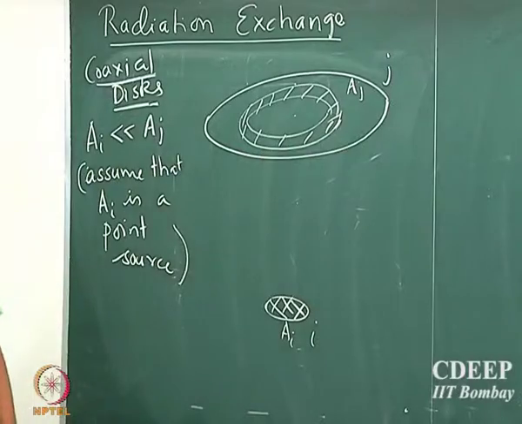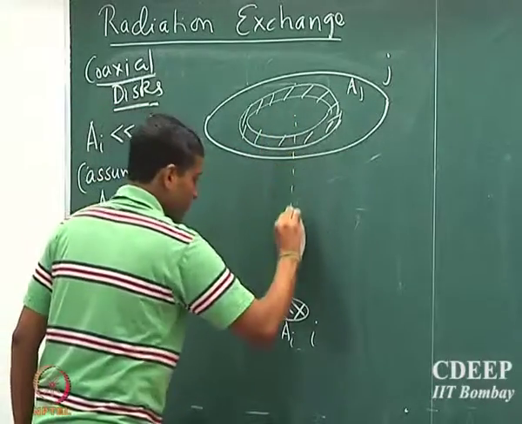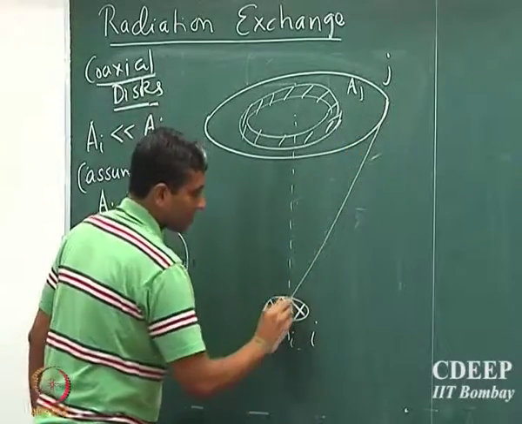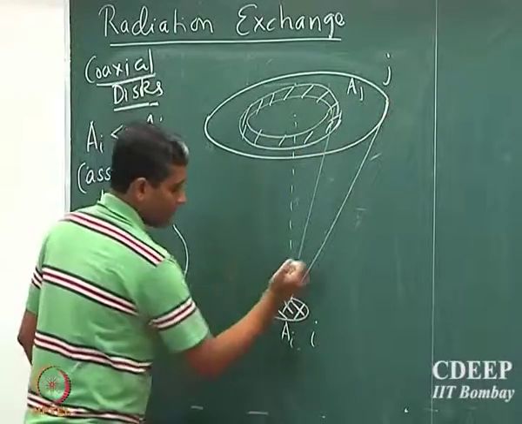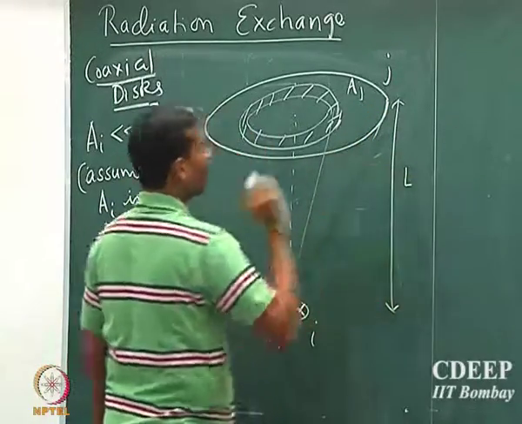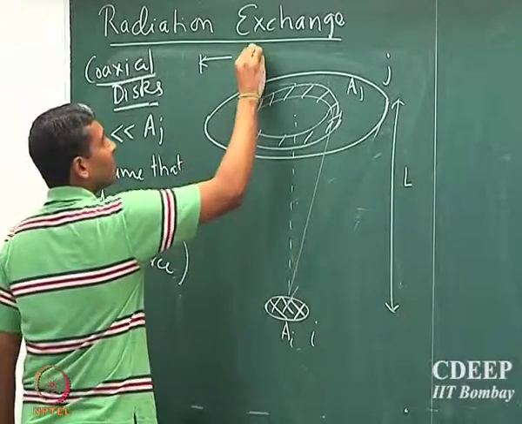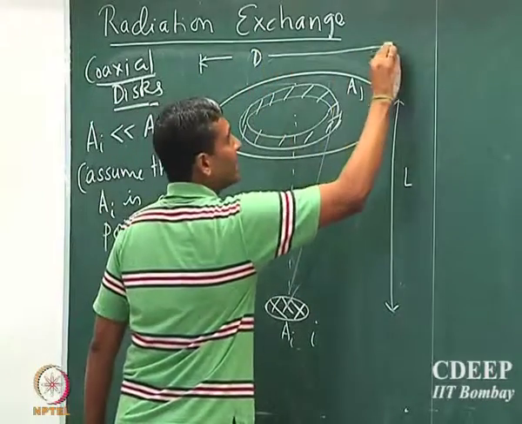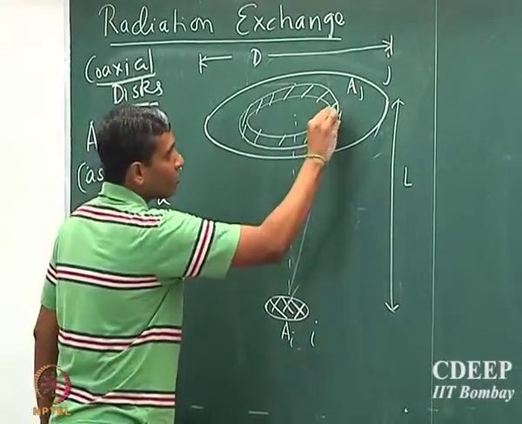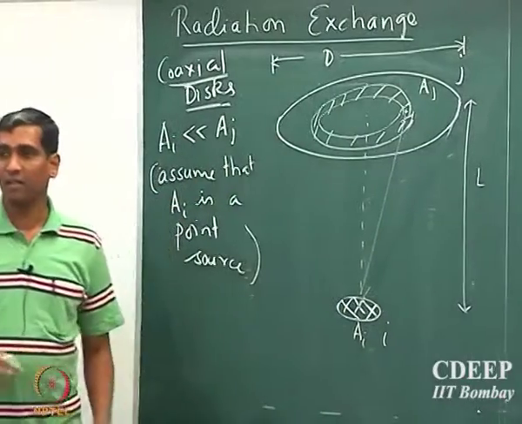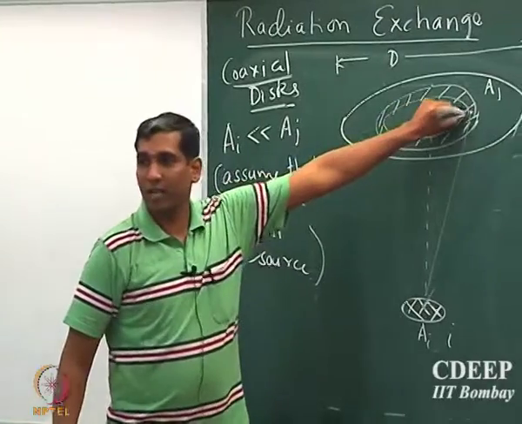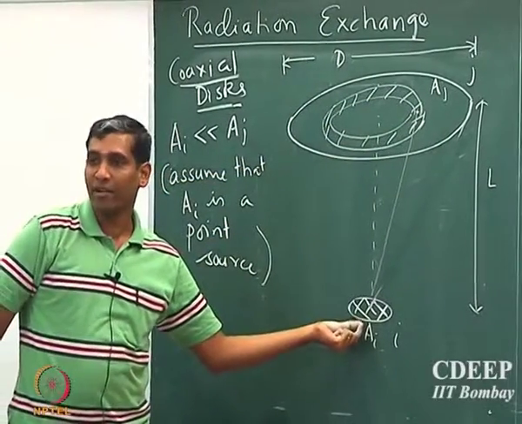Okay, I take a differential element and let us say that the centers are aligned. If the separation distance is L, and the diameter of the larger disk is d. Note that when we define the view factors, r is the distance between the element that you are considering and the emitting element.